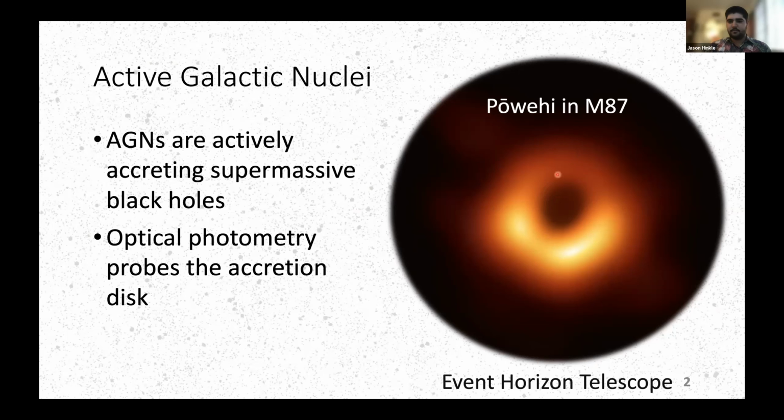In some special cases, like for instance Pōwehi in M87, we can get very detailed insight into the central supermassive black hole and measured properties. And in a handful of other nearby galaxies, we can also resolve either stars or gas and get constraints on mass and other supermassive black hole properties. But obviously in many, many more examples, we only have indirect evidence of supermassive black hole activity.